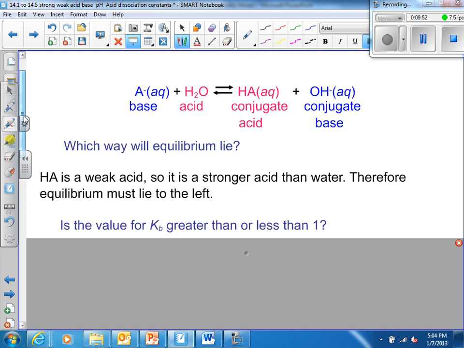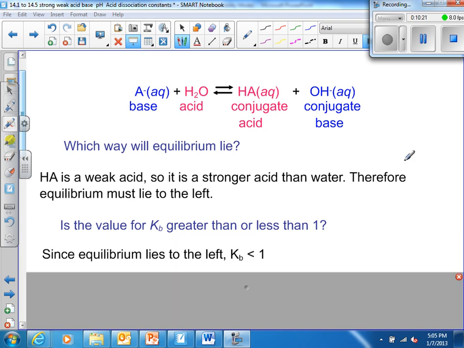Okay, now think, if the reaction lies to the left, is Kb, which would be the equilibrium constant for this reaction, a base reaction because we have a base reacting with water, greater than or less than 1, given that the equilibrium position lies to the left? So figure that out. Go ahead and pause. Here we go. Since equilibrium lies to the left, Kb has to be less than 1, because that means the reactants are favored over the products.